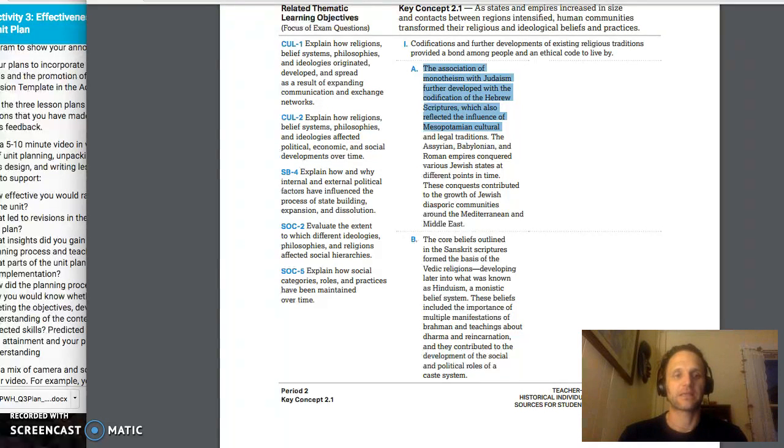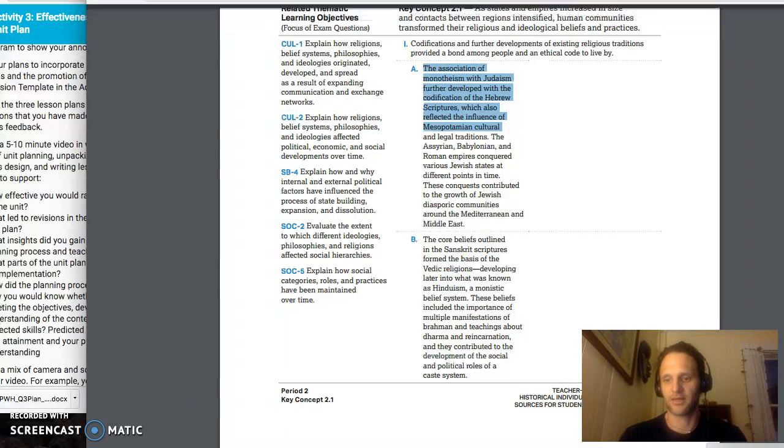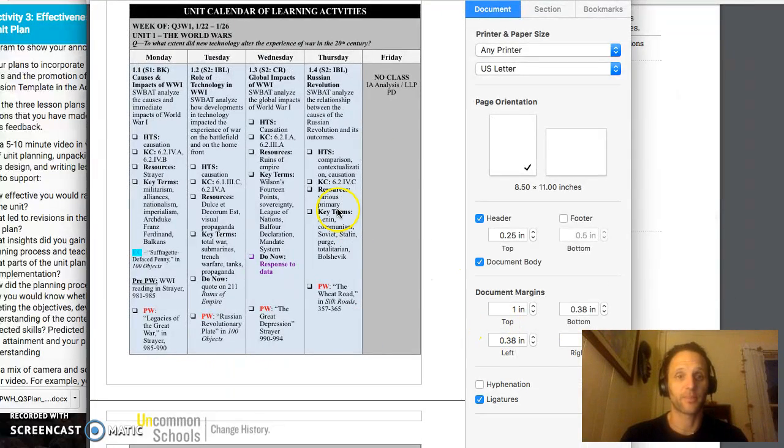And overall, I think the key to unit planning and lesson planning is that backwards process. So looking at the key concept, coming up with a unit, how to teach a key concept broadly, and then breaking that unit up into individual lessons. I tried to do that. I have an example here I can bring up.